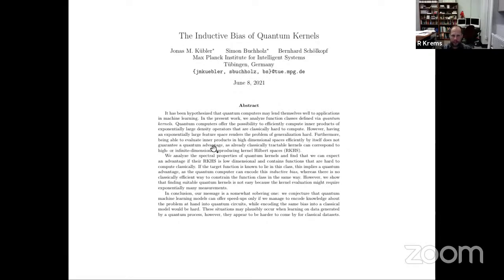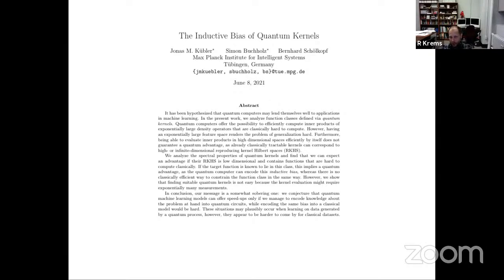And this is a very important statement, because a lot of times people will say that, well, we can evaluate kernels on a quantum computer that are very difficult to simulate classically, but that is not sufficient to say that these kernels are going to have a quantum advantage. These people say that already classically tractable kernels can correspond to high or infinite dimensional reproducing kernel Hilbert spaces. Like the RBF kernel has an infinite dimensional RKHS.